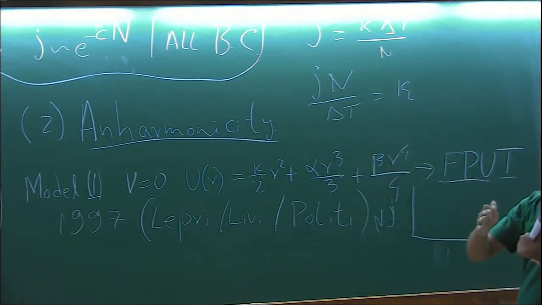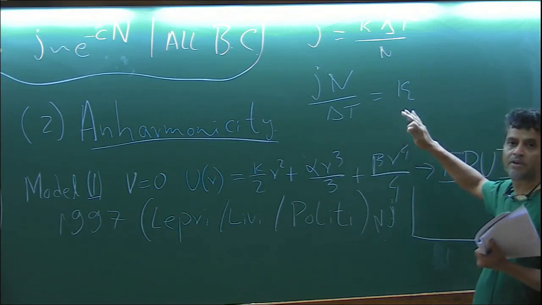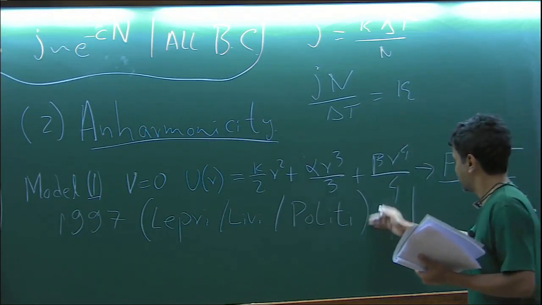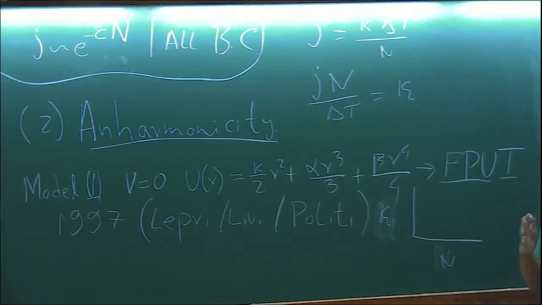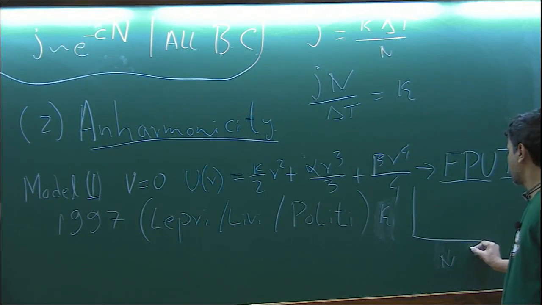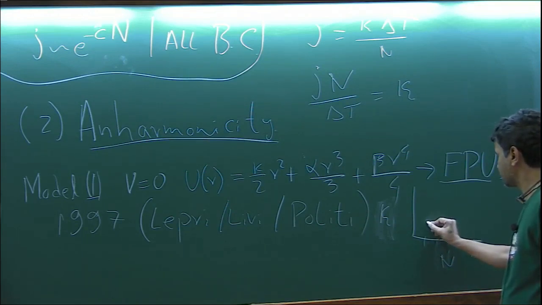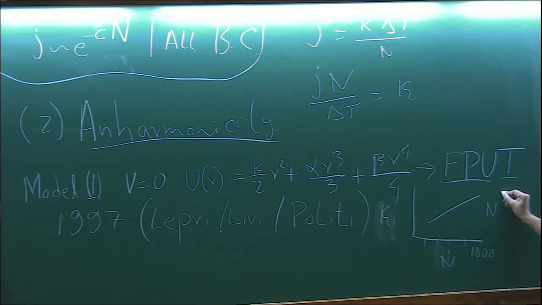For small systems, of course, you might get some funny thing, but as you take larger and larger N, this kappa should become independent of system size, right? So let's say you plot this kappa versus N. You just measure the conductivity for different system sizes and see what you get. And what they found is that they did simulations maybe for 1,000 particles in 1997, a maximum of 1,000. And then they found that it just keeps increasing. They found some number, like 0.4 maybe.